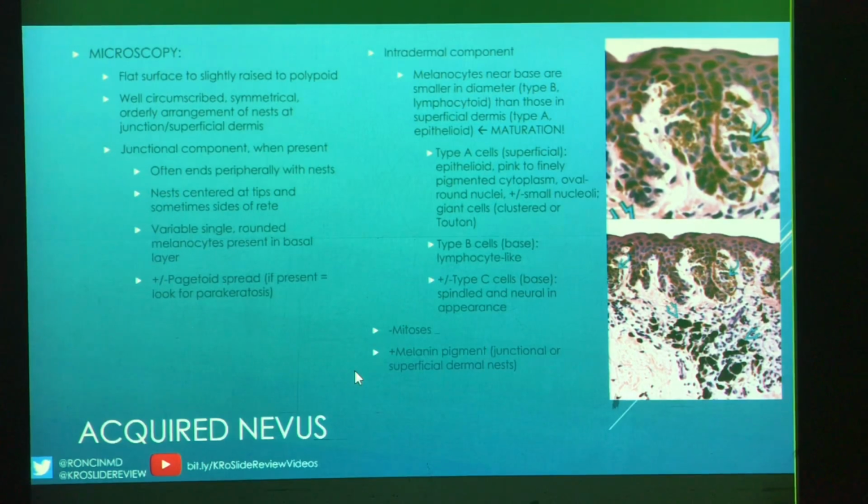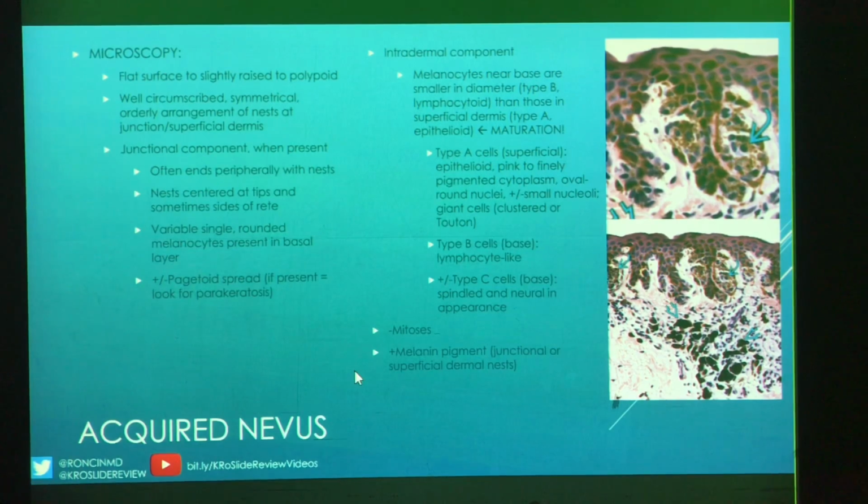Okay, so on microscopy, again, we kind of recapitulate a lot of the things that we were talking about grossly. For your junctional component, you often have nests of melanocytes at the ends of your lesions, and your nests are often centered both at the tips and sometimes the sides of the rete pegs. And your melanocytes tend to be relatively rounded, and they may be single and present within the basal layer of the skin, so amongst the basal keratinocytes.